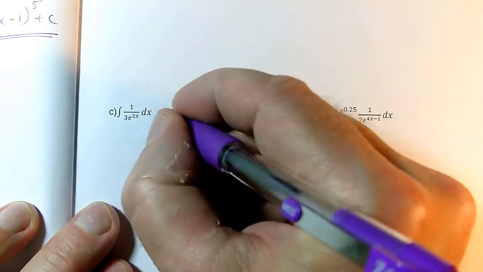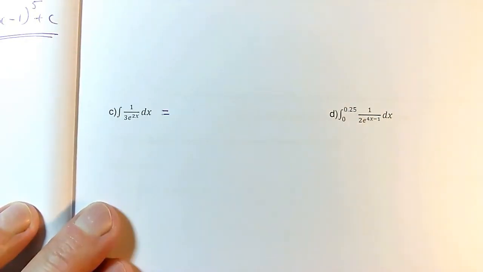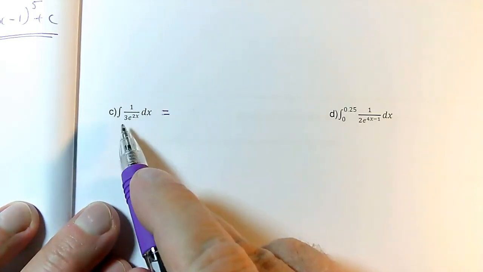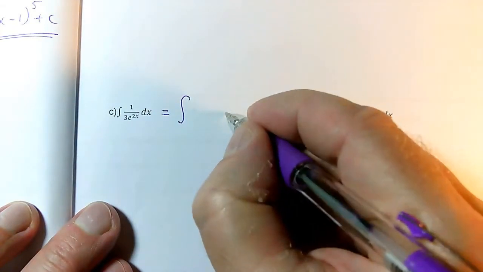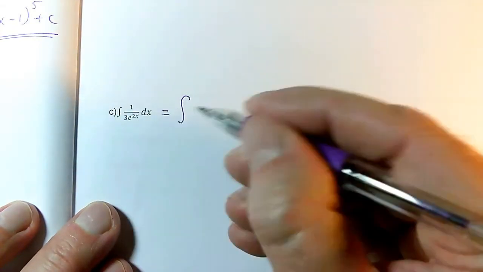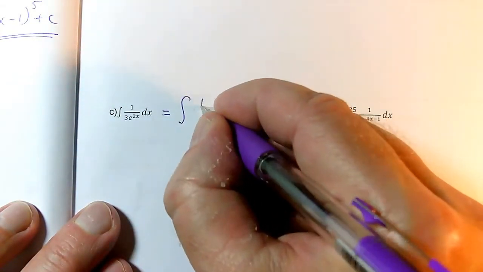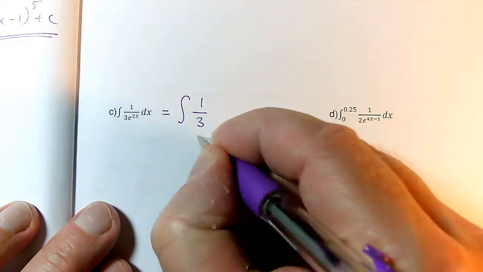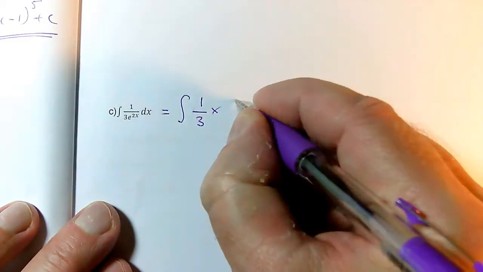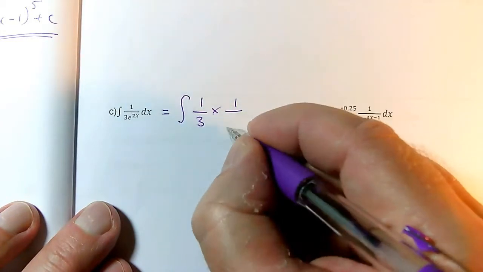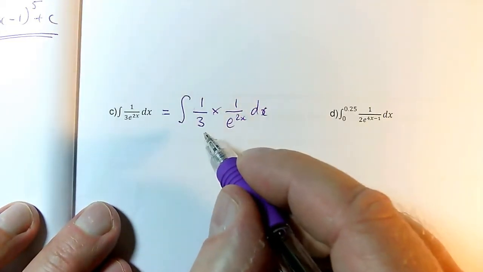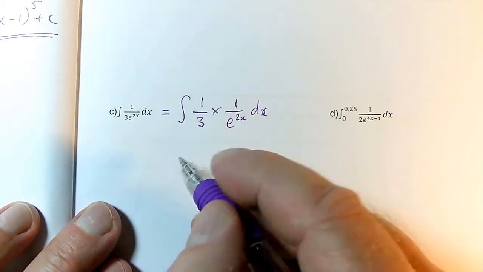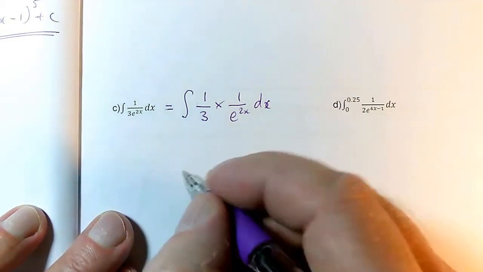So this is very much like what you did in Core 2. We have to be careful with what we do with that 3. The e to the 2x on the bottom is going to be a negative power. But before I get to that bit, I need to split this into a fraction with numbers, 1 over 3, times a fraction with x's, which is going to be 1 over e to the 2x dx. And that enables me to deal with that 1/3 correctly. So I haven't done any integration yet.